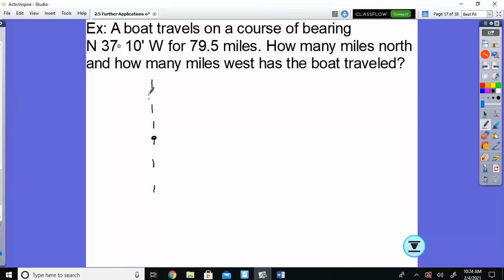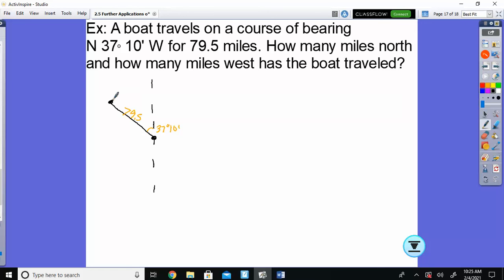It goes northwest this time. So this angle right here is 37 degrees, 10 minutes. This distance is 79.5. I want to know how many miles north and west it has traveled.